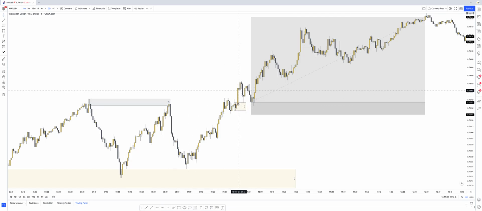So we clearly broke structure here. The previous structure that was back here, that was acting as supply, broke through that. This is our new point of origin. That's where we enter the trade, okay? Very simple. So now let me go back to my Fibonacci tool, because that's what I use to map out my entries. As we can see, the EQ was not mitigated in this case.